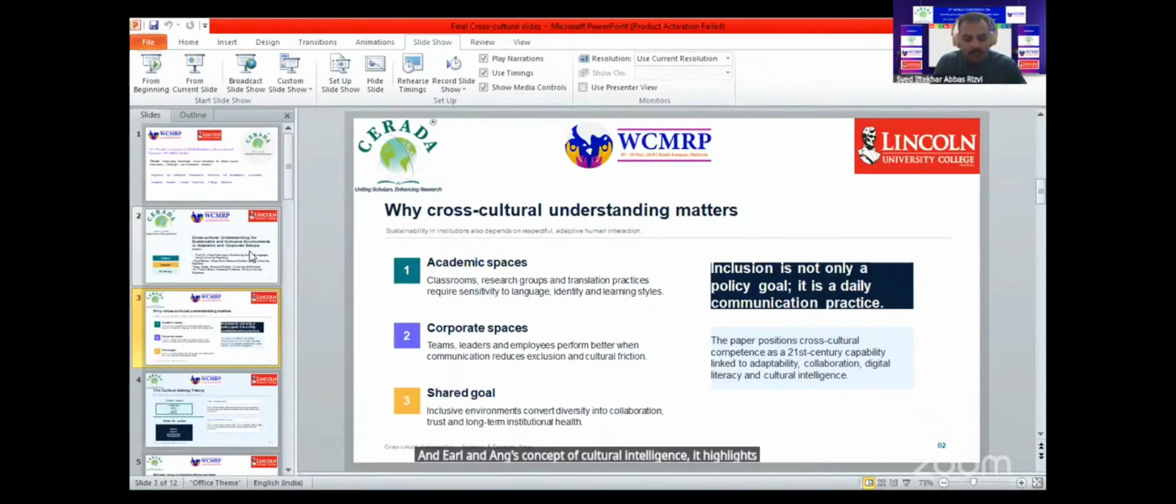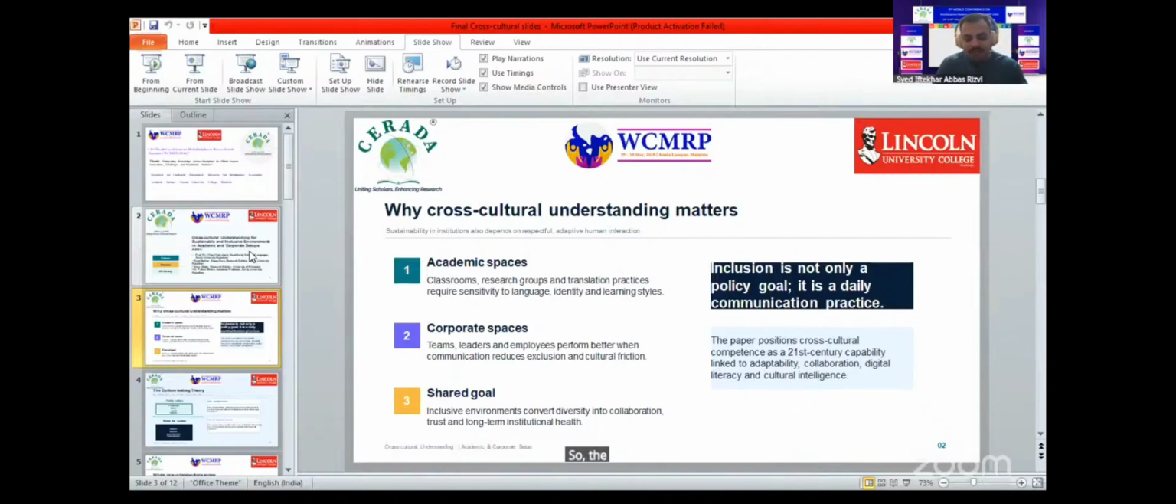Earley and Ang's concept of cultural intelligence highlights the capability to function effectively in culturally diverse settings through cognitive, motivational, and behavioral flexibility. In their article, they examine cultural intelligence in three essential facets. First is cognitive, the ability to develop patterns from cultural cues. Second is motivation, the desire and ability to engage others. And the third is behavior, the capability to act in accordance with cognition and motivation.